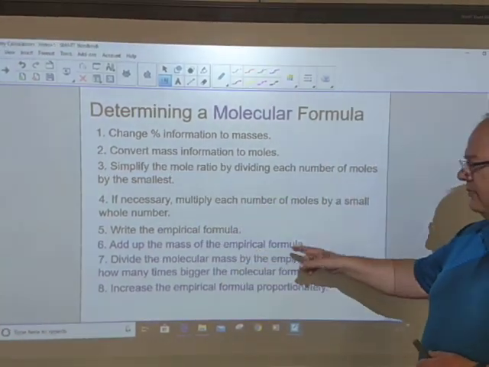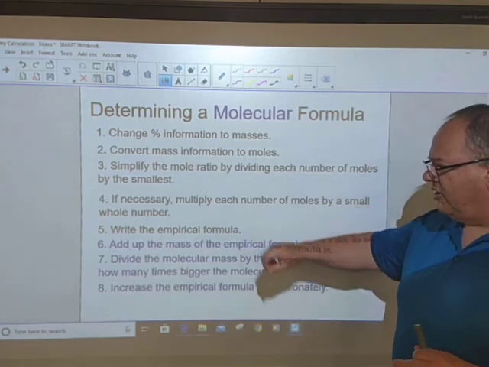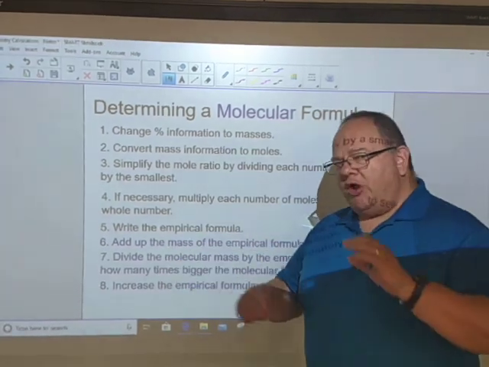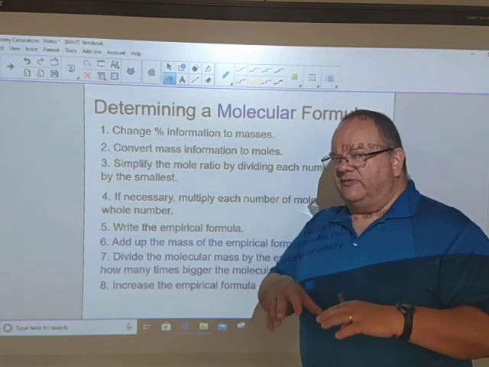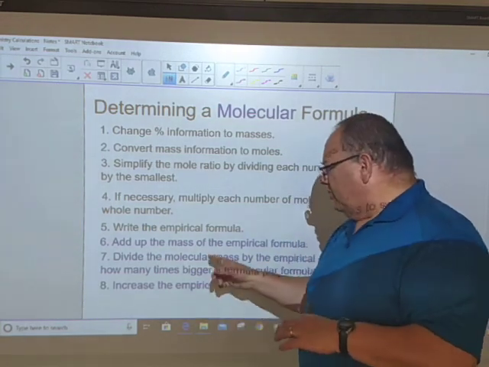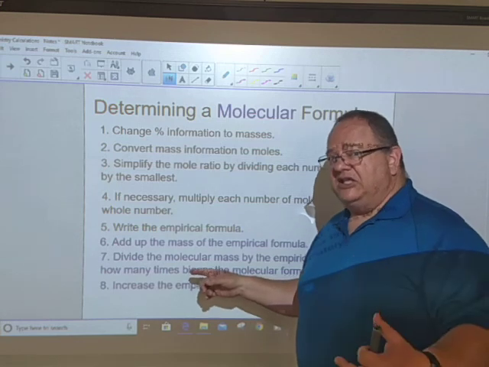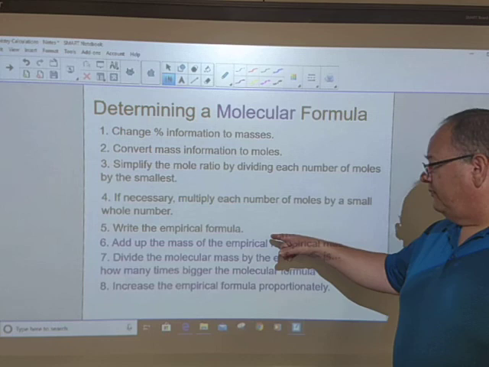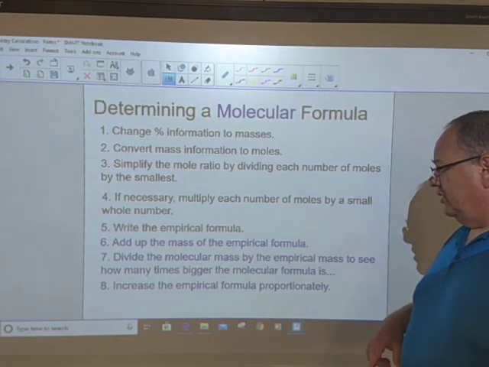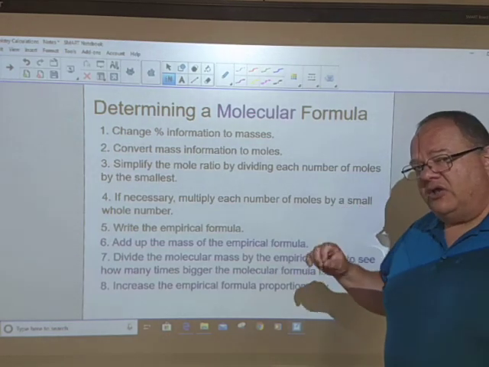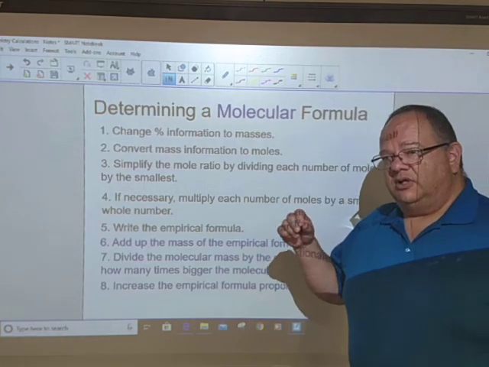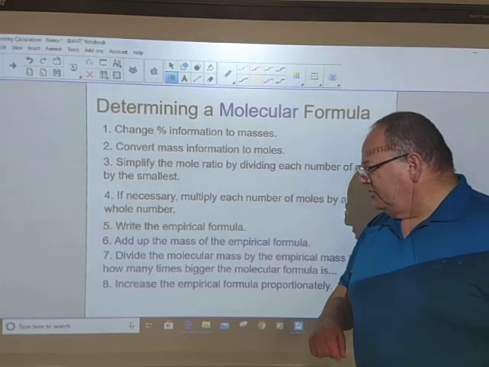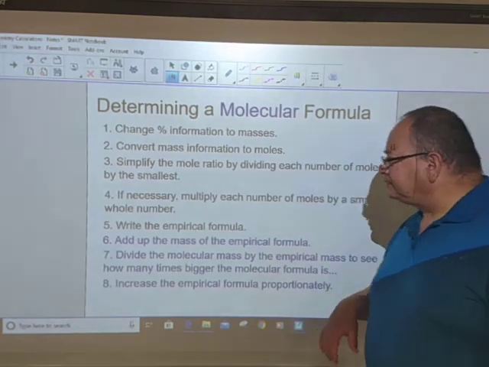Add up the mass of the empirical formula. So you just figured out an empirical formula, add up its mass. We're going to need one more piece of information to find a molecular formula, and that is a molecular mass. So you'd have to be given that. But then, take that molecular mass and divide it by that empirical mass you just found. And that's going to tell you how many times bigger the molecular formula has to be. And so then we just increase the empirical formula proportionately.